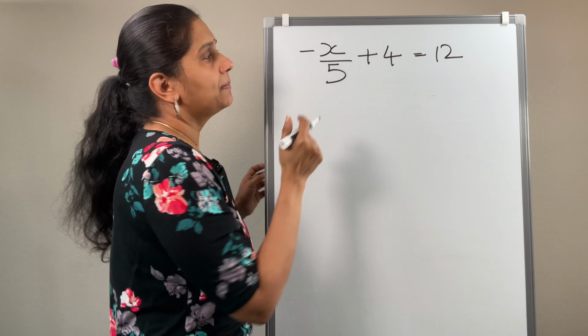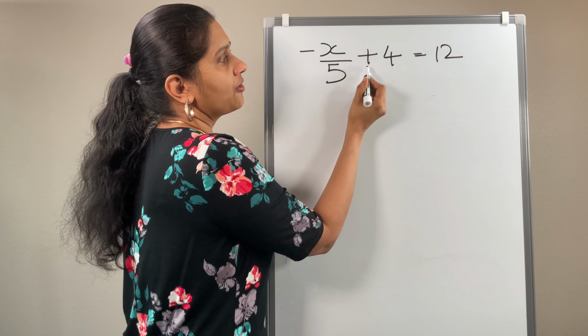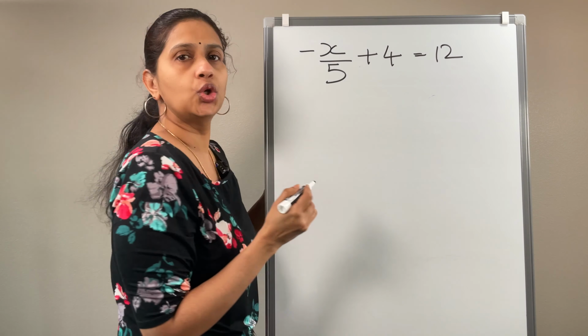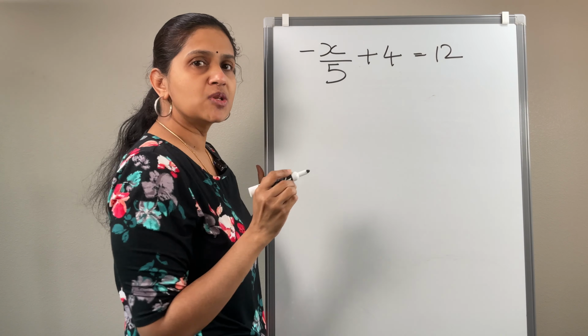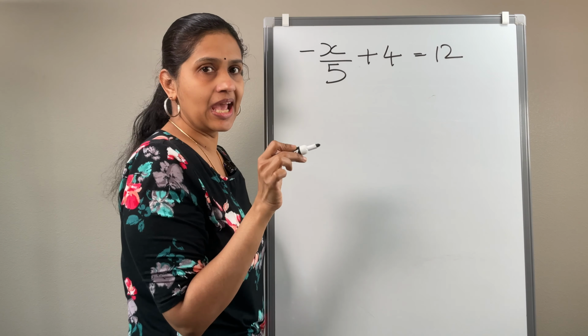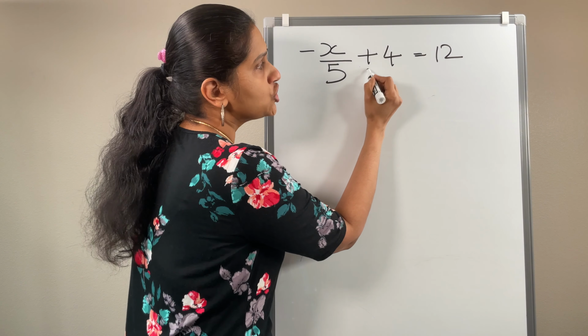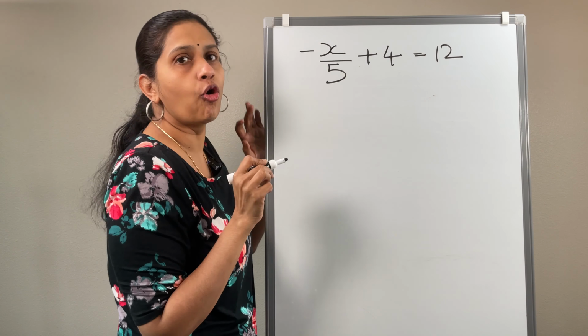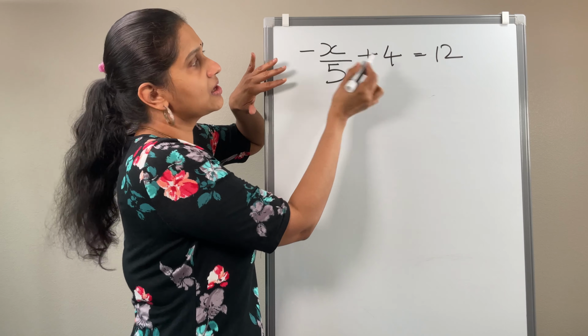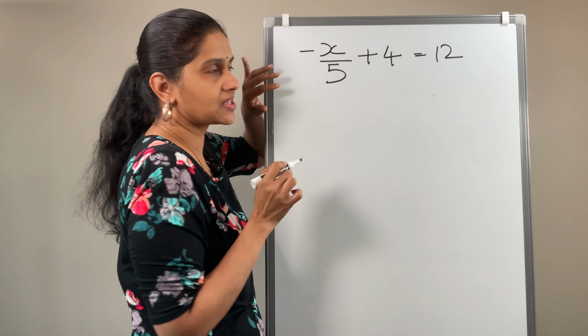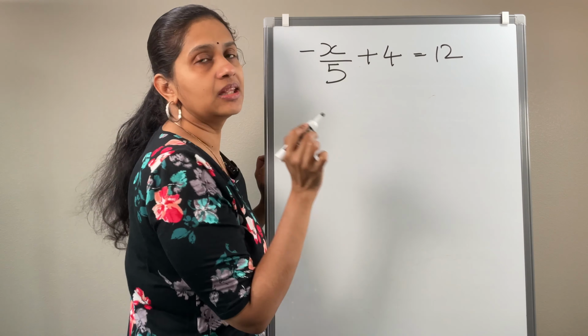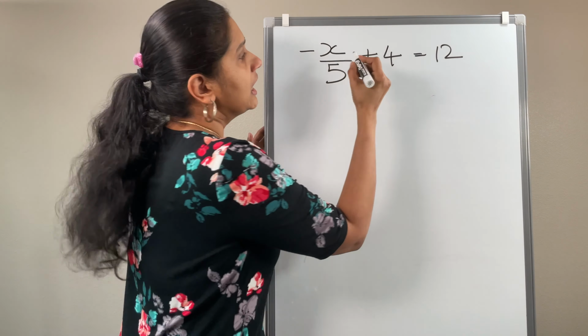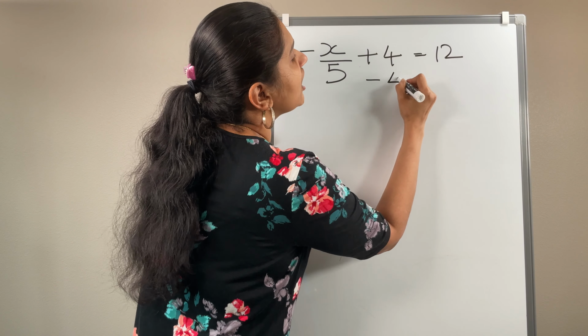Consider the example negative x by 5 plus 4 equal to 12. So our aim is to isolate this variable x. For that, first we need to avoid the positive 4, the number associated with the negative x. To do that, we have to take the inverse of positive 4. Inverse of positive 4 is negative 4.